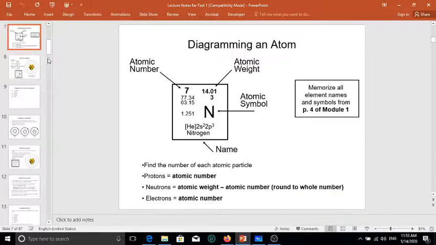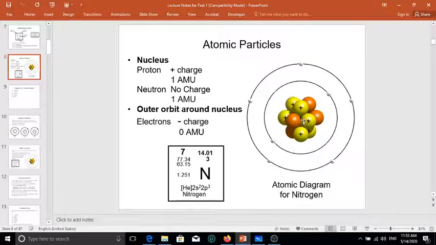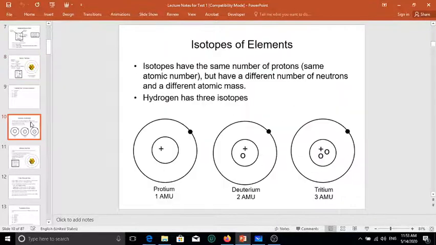What about neutrons? Neutrons are located in the nucleus as well, along with the protons making up the nucleus. A neutron has the same mass as a proton, but it doesn't have any charge. So can you have different numbers of neutrons in the same element? The answer is yes. That introduces the concept of isotopes.